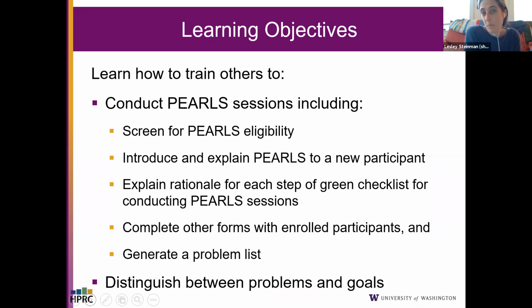Specifically, when we talk about how to do a Pearl session, we're going to talk about screening for eligibility, and introducing and explaining Pearls to a new participant. You have this green checklist, which we used when we did hard copy, that you go through in that first session; we'll talk about that. And some other forms you do with enrolled participants, including generating a problem list. Then we'll spend a little time distinguishing between problems and goals as well.